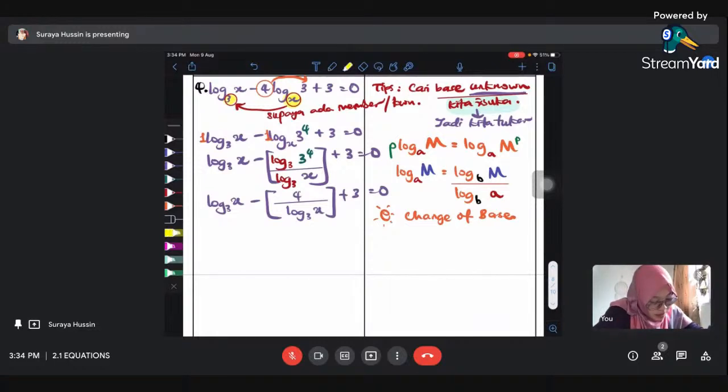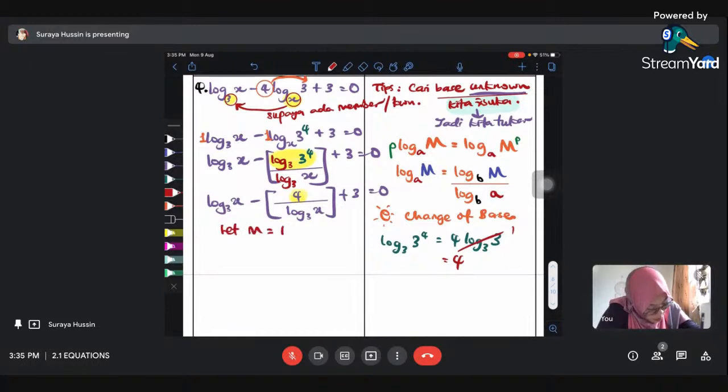Oh Miss, macam mana Miss dapat 4 je ni Miss? Haduh. Because log base 3 kuasa 4 adalah 4 log base 3. Jadi this thing is actually 1, therefore it is equals to 4. Ikut formula. So now you can let M equals to log base 3 x. Kenapa you nak ada member? Sebab you boleh buat substitution. You boleh buat let M.